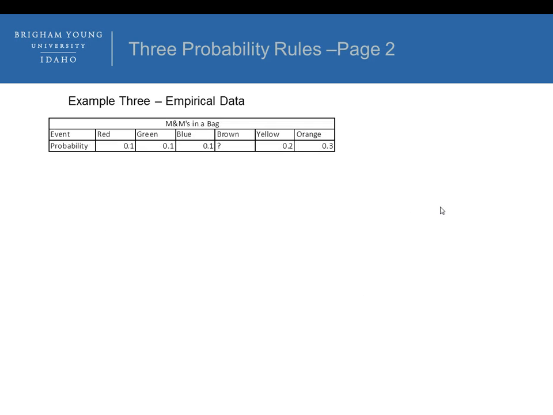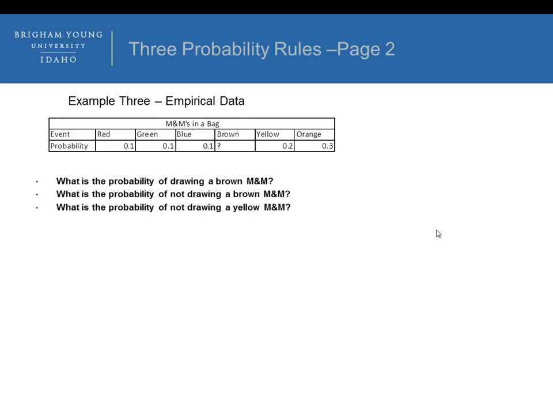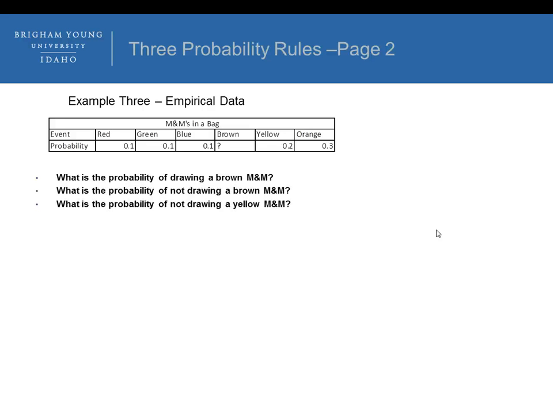Okay, now let me expand this a little bit. The next example is the probability of drawing some color from an M&M bag. For instance, what's the probability of drawing a brown M&M randomly? In this case, you sum up all the other probabilities and subtract that from 1, and you would get 0.2. What's the probability of not drawing a brown M&M? Well, you can just take 1 minus 0.2, and you would get 0.8. And then what is the probability of not drawing a yellow M&M? It would be 1 minus 0.2 right up here, which is 0.8.